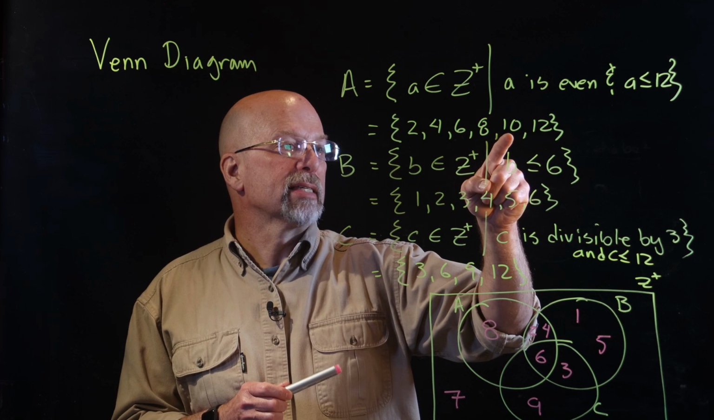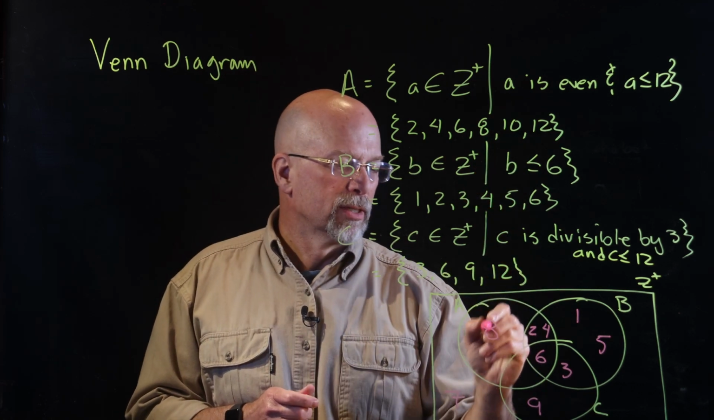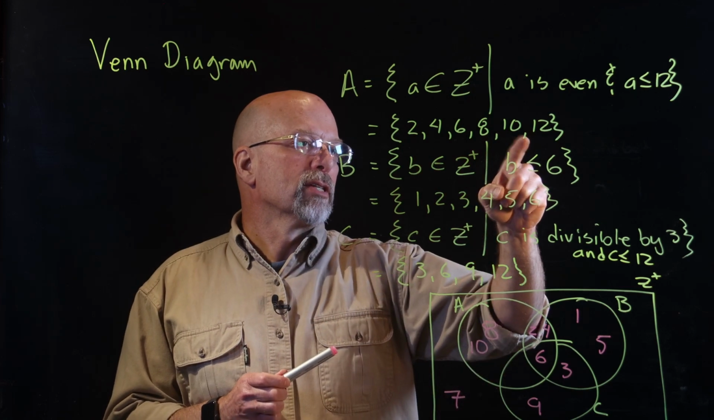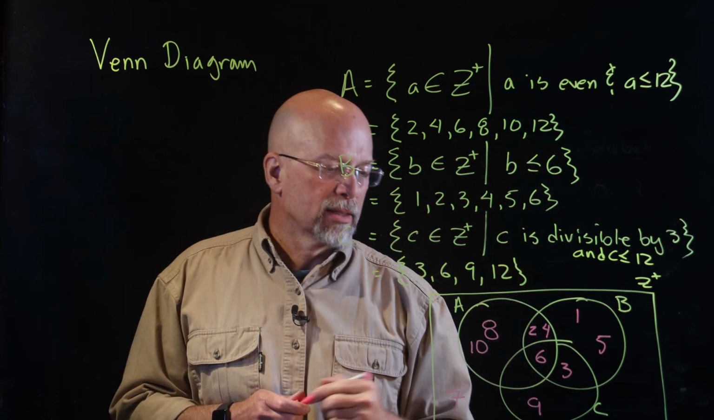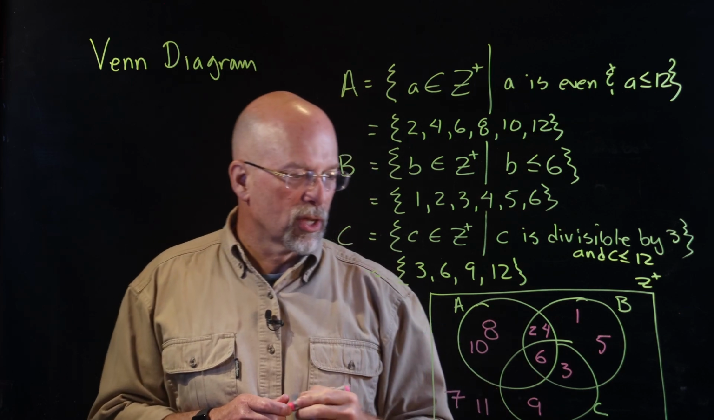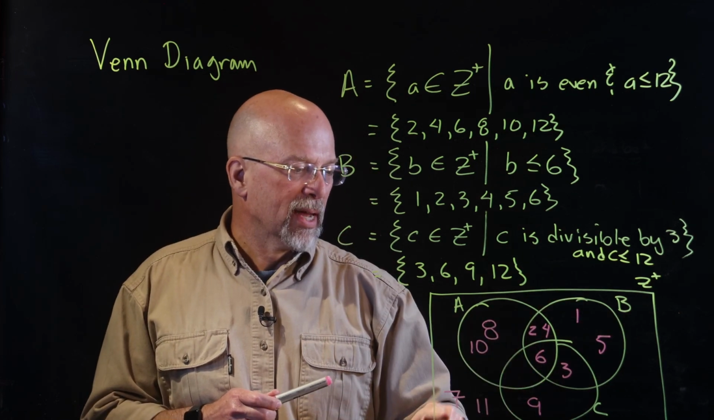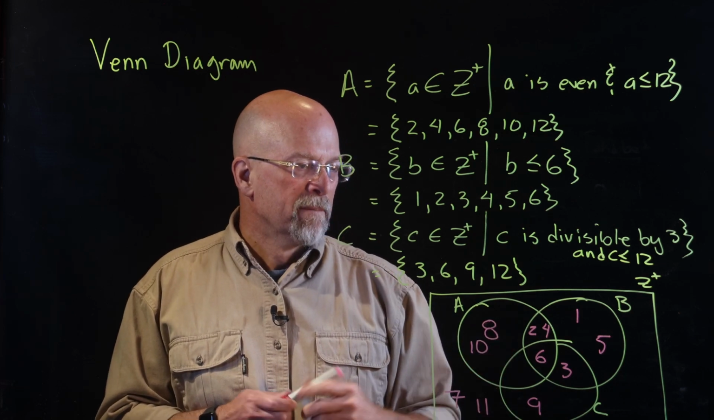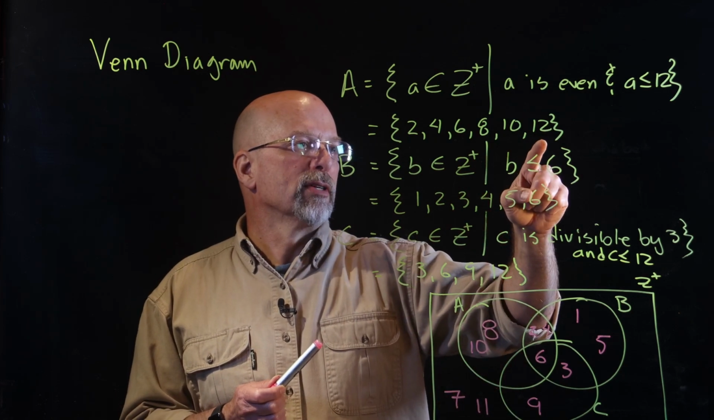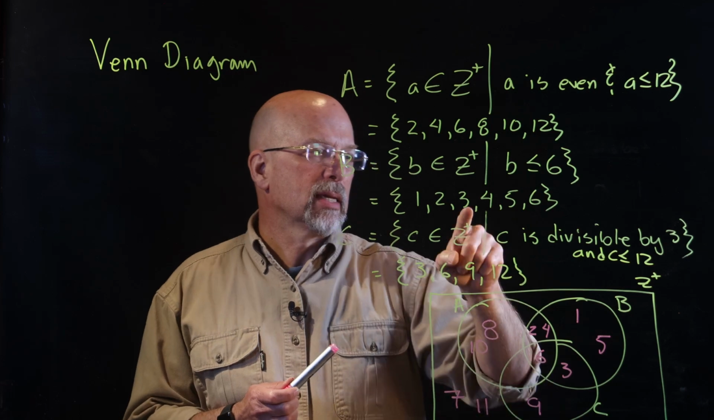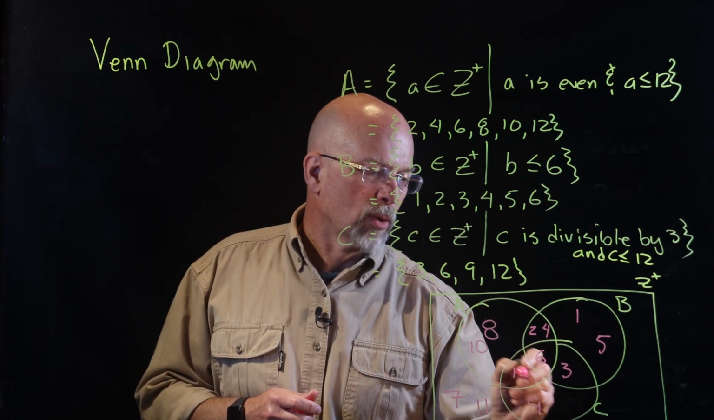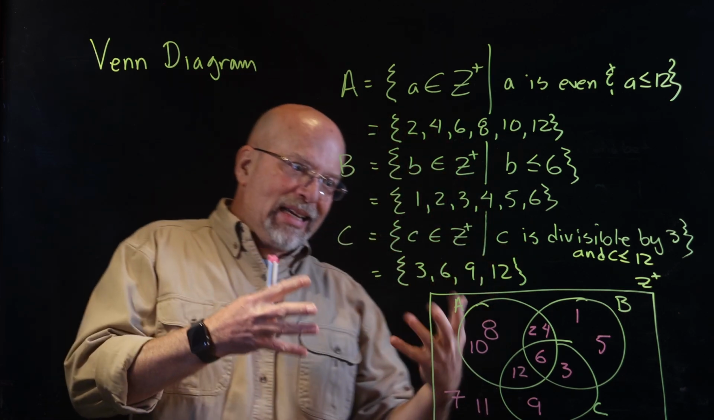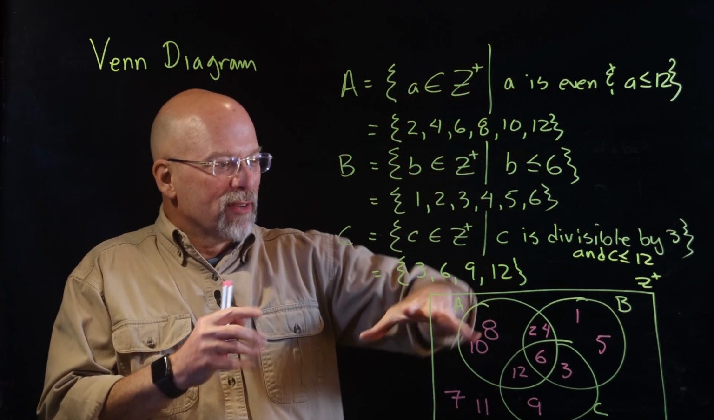Then 10 is in A. That's the only place it is, so 10 goes in A. 11 is not in A, not in B, and not in C, so 11 is also in the universe, but not in any of those 3 sets. And then we'll go with 12. 12 is in A, and it is in C, but not B. So it goes right there. And that'll give you an idea of how this is all laid out if we define our sets.